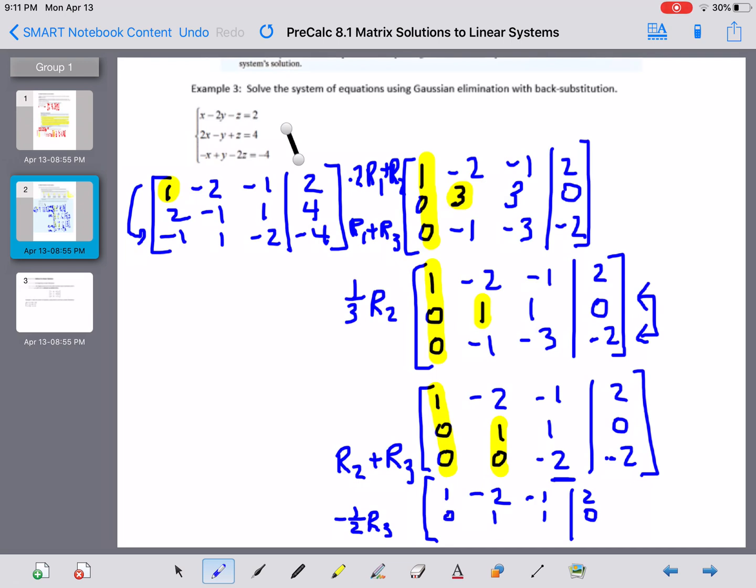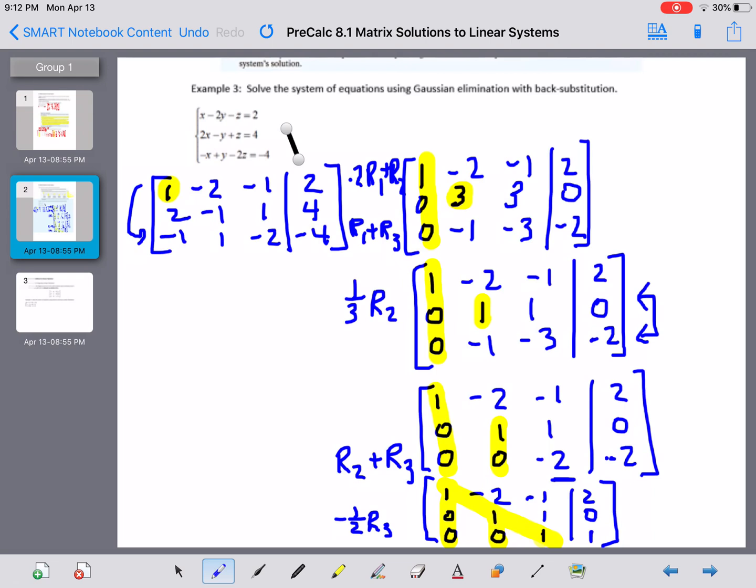So 0 times -1/2, 0. 0 times -1/2, 0. -2 times -1/2, +1. -2 times -1/2 is +1 as well. So you'll notice I met my goal of 1 with zeros beneath it, 1 with a 0 beneath it, and a 1. So my diagonal here is all 1s with zeros beneath it. So we have done what we call Gauss elimination. Now we're going to back substitute to solve for our variables.